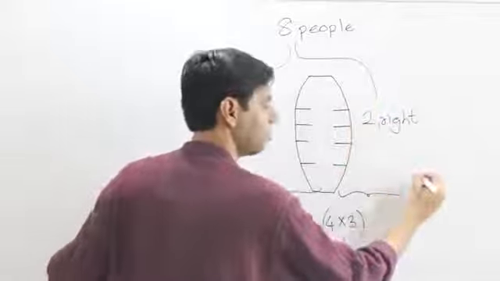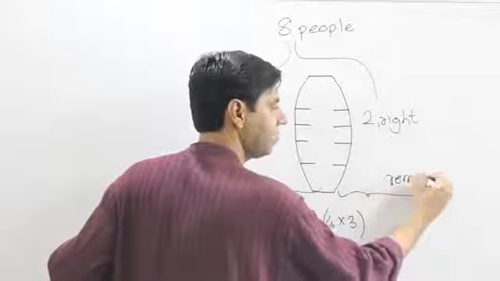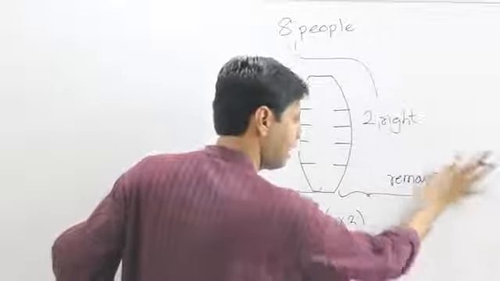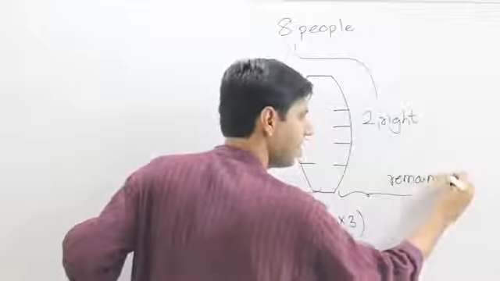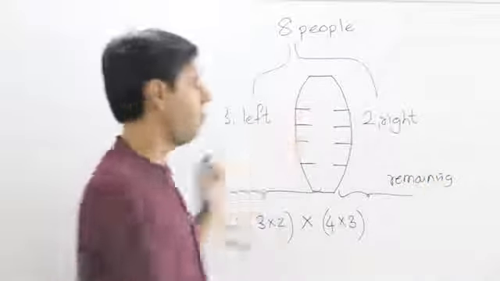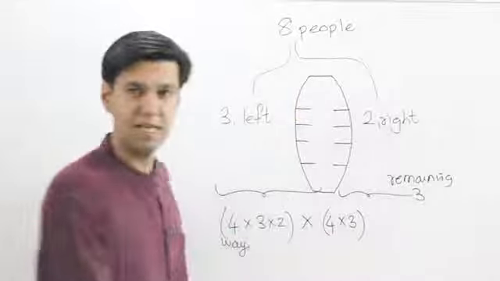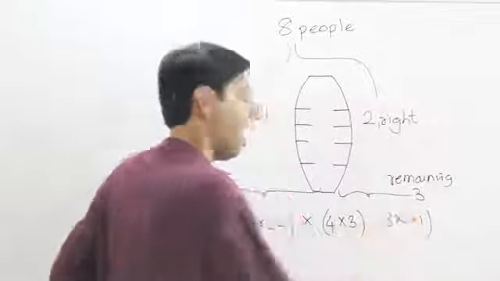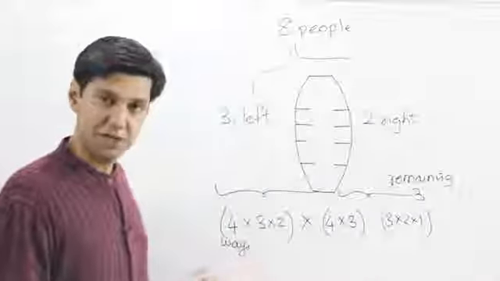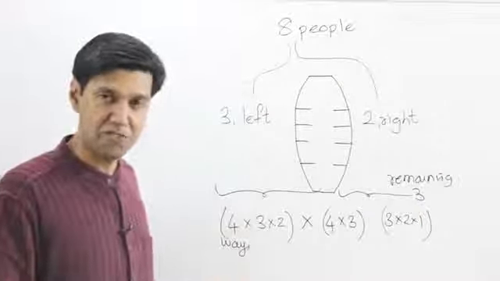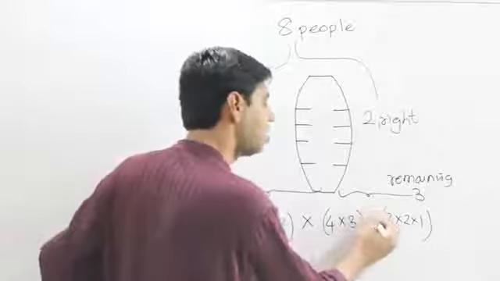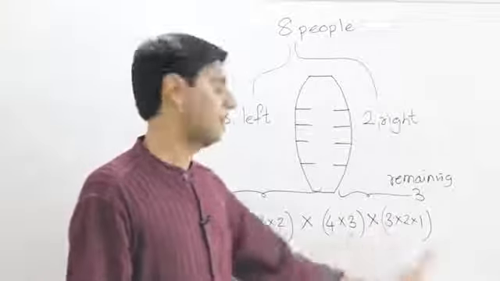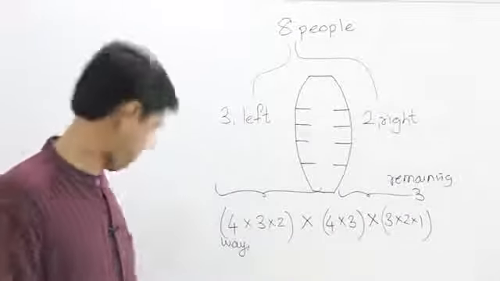I have people remaining. So how many are there? Let's see. Out of 8, 3 have gone here, 2 have gone here, 5 have gone. Remaining 3 people are there, and there are 3 positions, and they could be filled in 3 into 2 into 1. Again, for each of the previous ways of sitting, these 3 could interchange positions among themselves and result in different solutions. So we would again have a product. So the answer in our case is 4 into 3 into 2, 4 into 3, and 3 into 2 into 1. That is 3 factorial, complete.